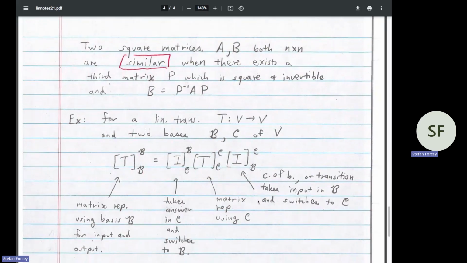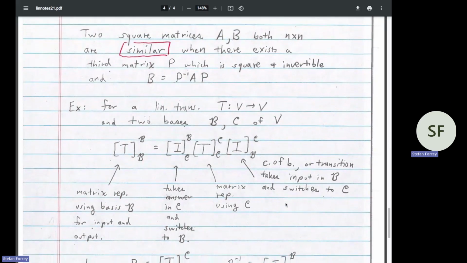Two more definitions here, and then we'll do more examples. So here's a definition. Two square matrices, so both n by n, are called similar when there exists a third matrix P, which is also square, and it's invertible, and A and B are similar if B is equal to P inverse A times P. So that works both ways. We would also say that A is similar to B in that case.